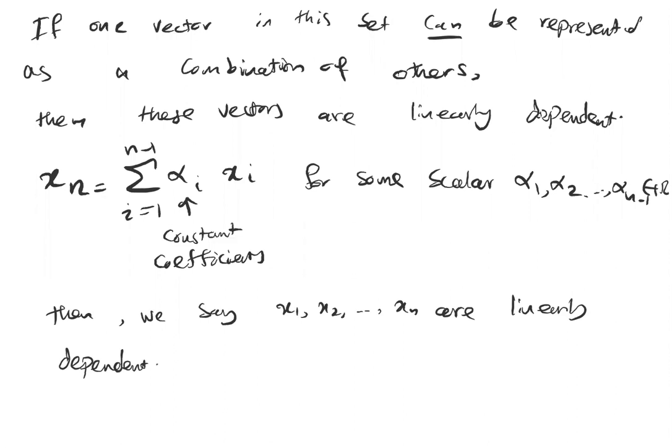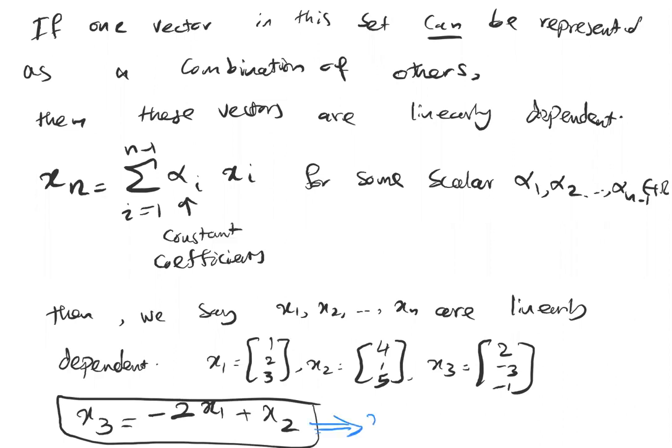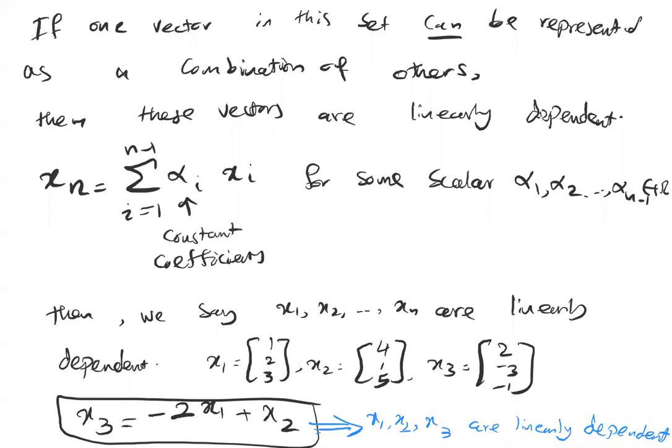All right, another example of dependent vectors: x1 is (1, 2, 3), x2 is (4, 1, 5), and x3 is (2, -3, -1). So in this specific example, x3 is equal to -2 x sub 1 plus x sub 2. What does this mean? It means x1, x2, and x3 are linearly dependent. All right, now we have a general idea of linear independence or linear dependence. What's next?